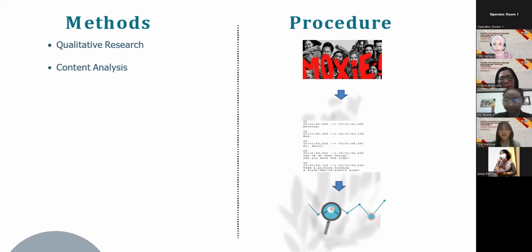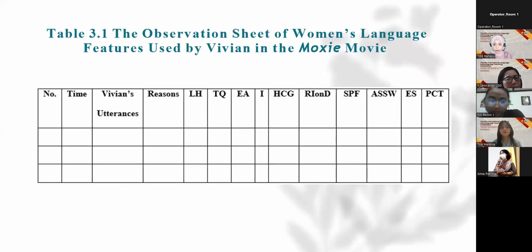And then this is the procedure of how I gather data and how I analyze the data. Maybe I can jump to the next slide. Okay, and then for this, I also have an observation sheet to analyze and to gather the data. So I made the observation sheet like this, and then I classify and enter the data here. For example, I also put the time so it becomes easier for me to find the data. Okay, and then also the reasons here, so it can be relevant when I put the checklist on the features here.